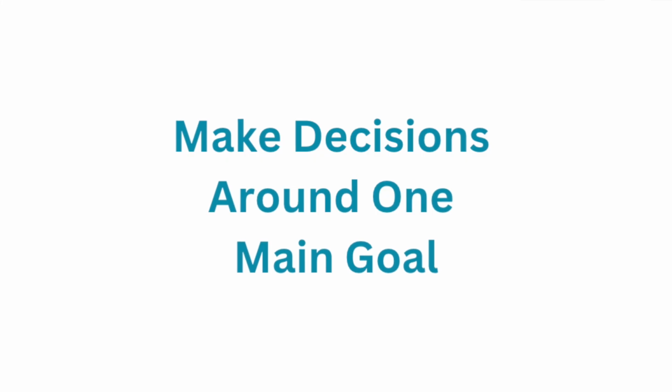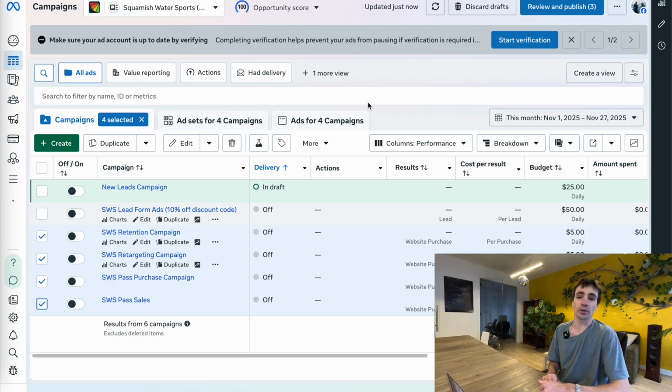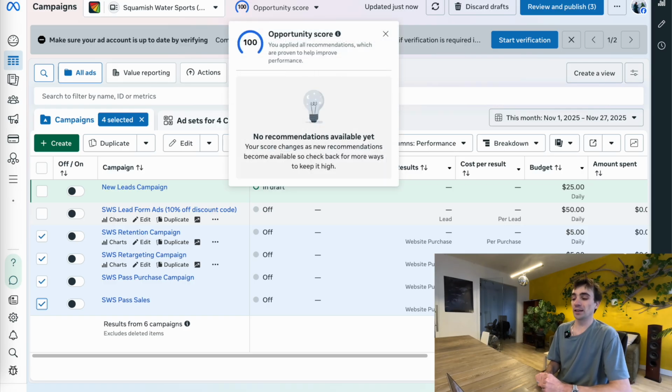Number three is to always optimize around one main goal. This usually is your ROAS or your cost per lead. So many advertisers nowadays get caught up in high CPCs, high CPMs, low CTRs, things of the sort. Honestly, as long as your end goal is in mind, so if your lead cost is below your target or your ROAS is above your target, then you're in a good spot.